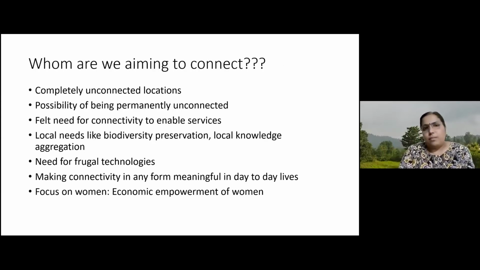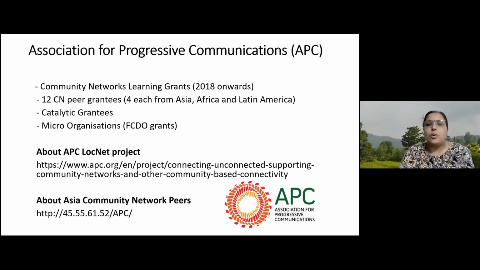So we try to connect all these locations that are completely unconnected. I work with the Association for Progressive Communications, and we began this work in 2018. We work with 12 peer grantees, 4 each in Asia, Africa, and Latin America. We also work with catalytic grantees in different locations, and with micro-organizations through the FCDO grant project, where we are trying to set up a school of community network. In Asia, Indonesia is a focus country.